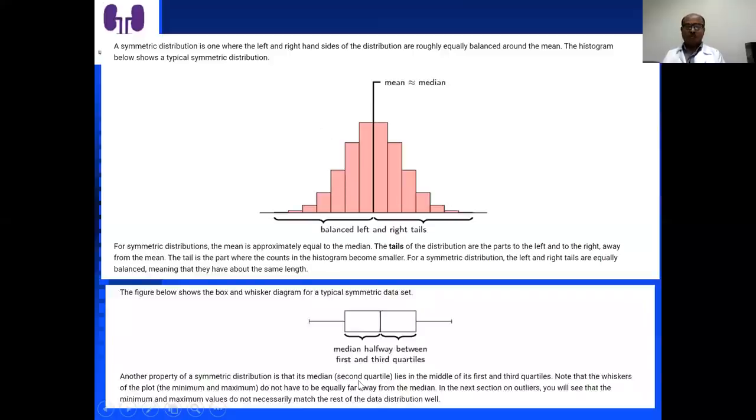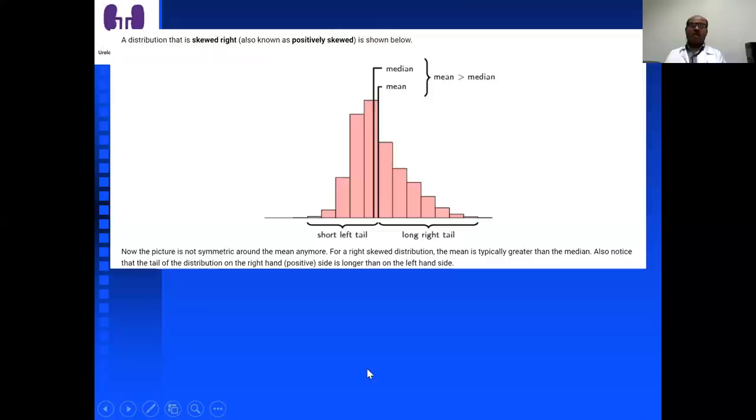So a symmetric distribution is one where the left and right hand sides of the distribution are roughly equally balanced around the mean. The same here. So this is the median and the half, and both sides are equal.